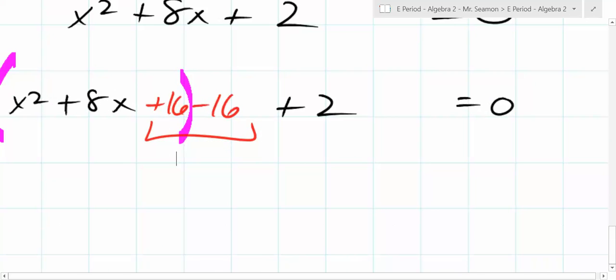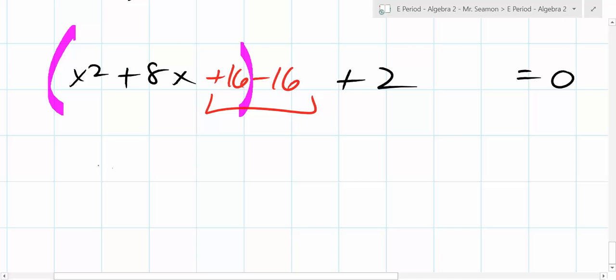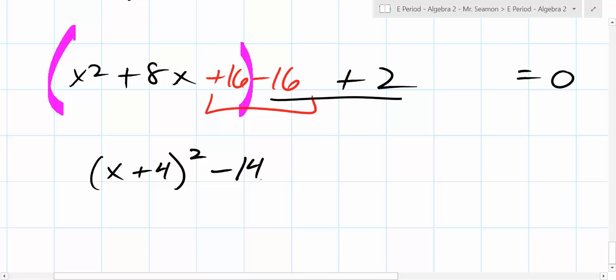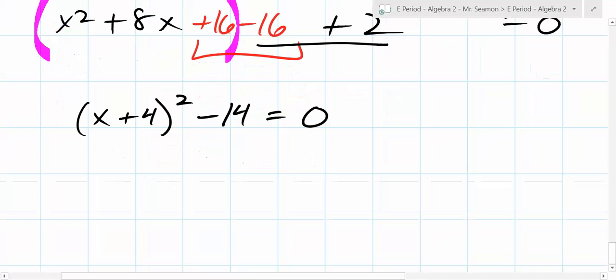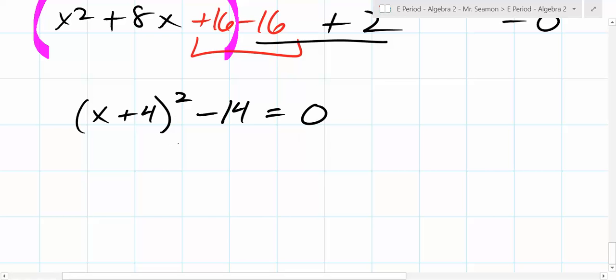What does this now factor into? We just did this one. What is in the purple there? What does that factor into? X plus 4 squared, and then minus 16 plus 2. What does that simplify to? Minus 14 equals 0. What can I add to both sides? X plus 4 squared equals 14.